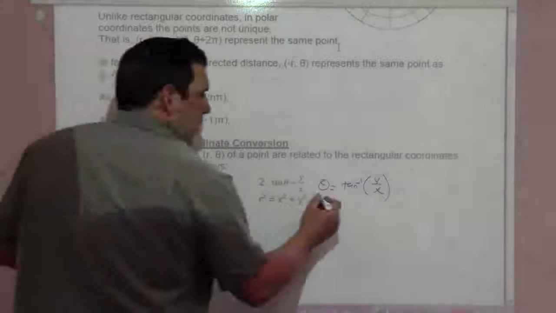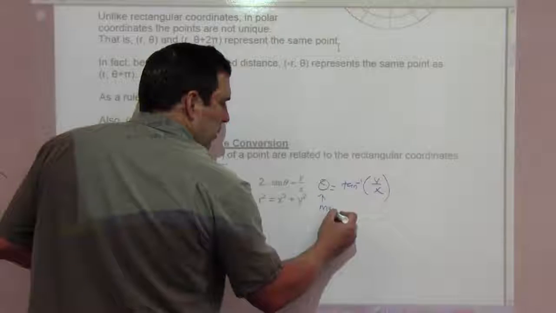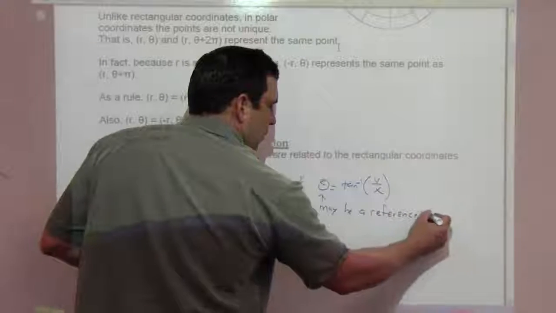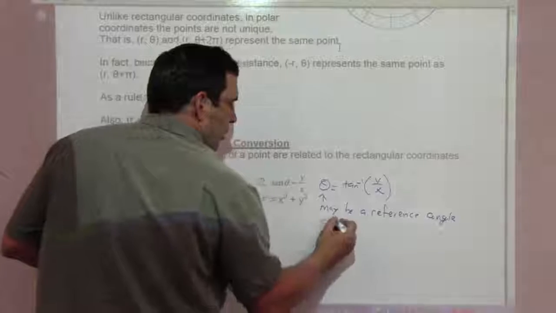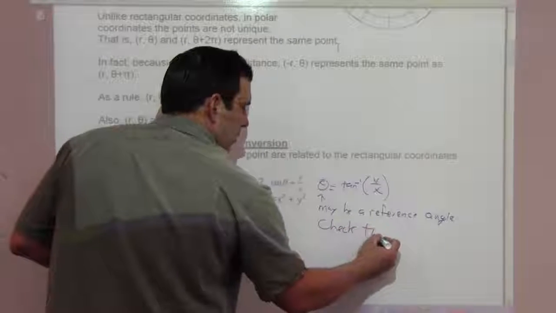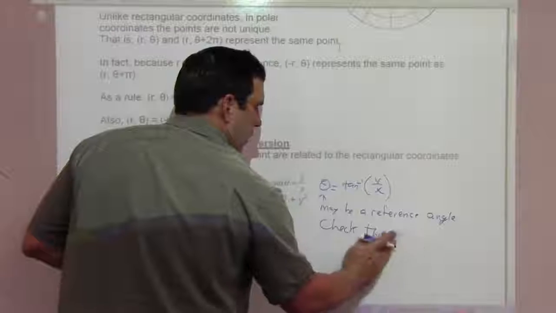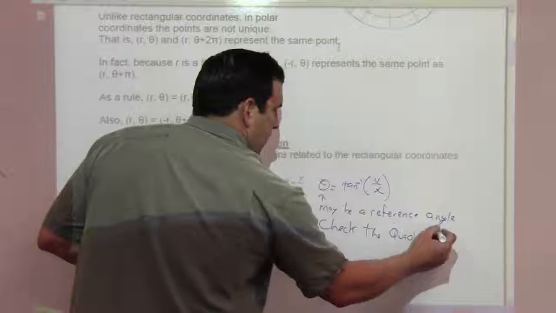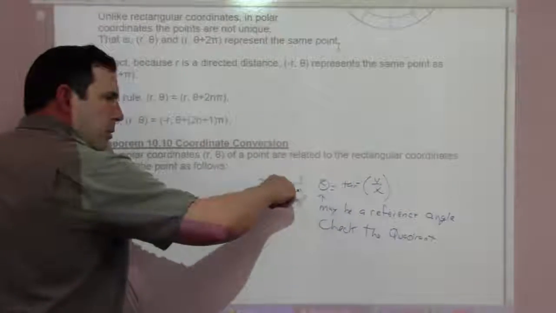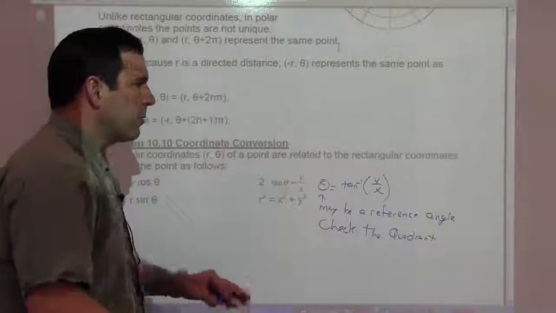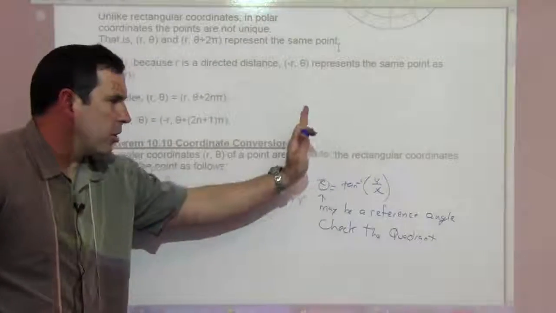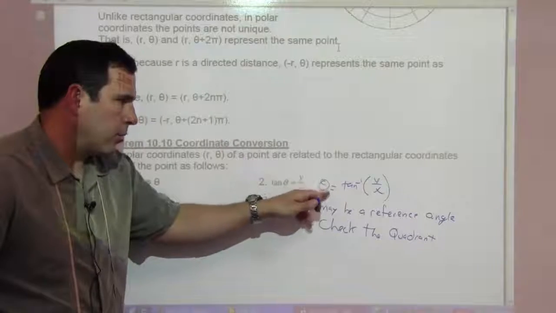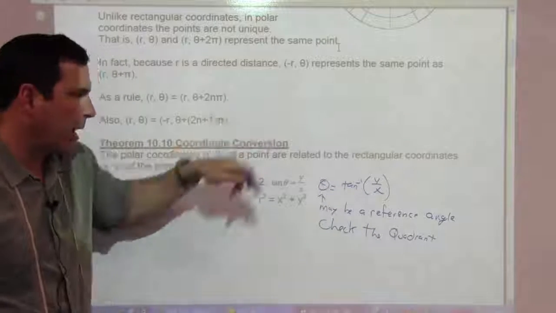Now, it's important to know that this may be a reference angle. So check the coordinates, or I should say, the quadrant. I want to point out, though, just recall that arctangent produces values from negative pi over 2 to pi over 2. So if something happens to be in the second quadrant, it's not going to show up quite right. It'll show up as being in the fourth quadrant. You have to add pi to that.